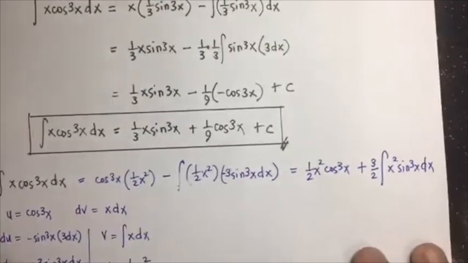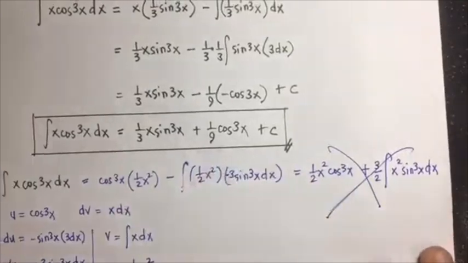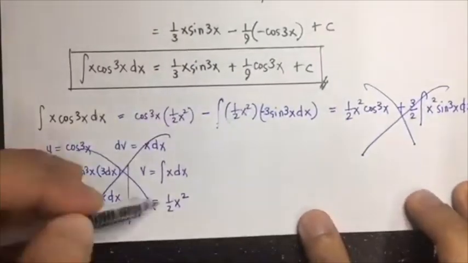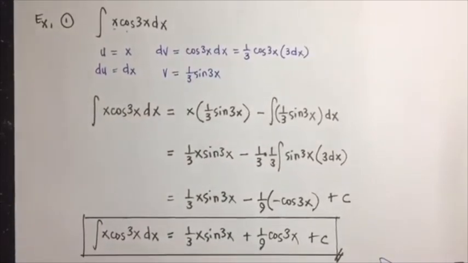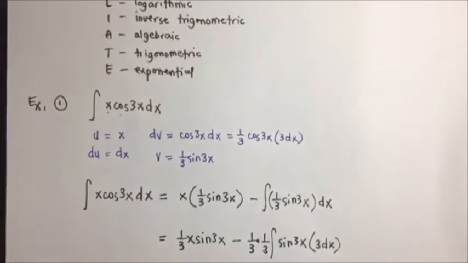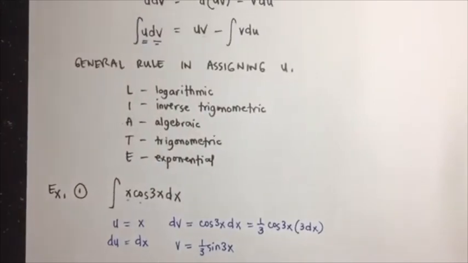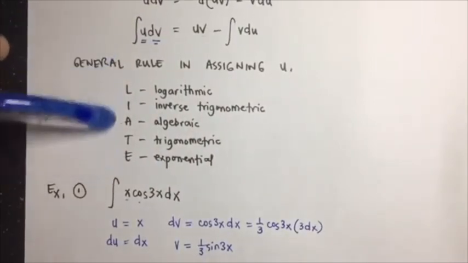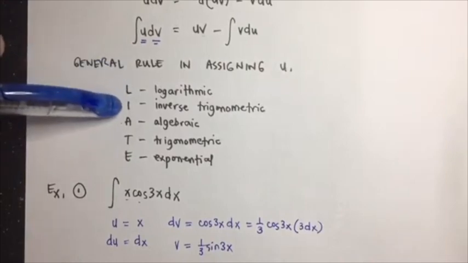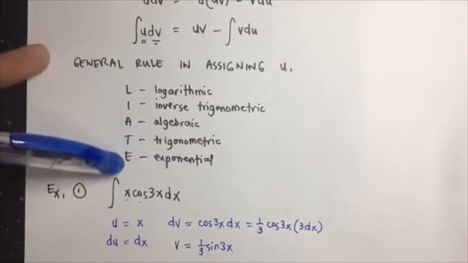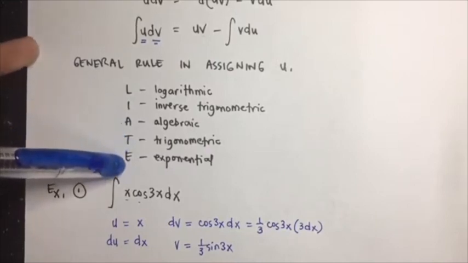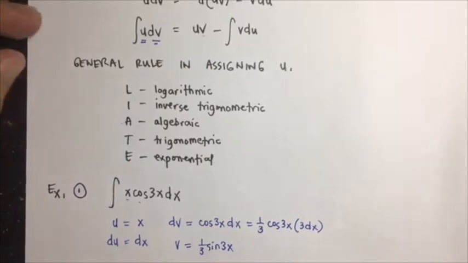Okay, so therefore it is very important to know what parts of the integrand we should assign as the u or the dv. And again, the general rule in assigning u is this. Prioritize first the logarithmic, and then inverse trigonometric, and then algebraic, trigonometric, and the last option for assigning u is the exponential function.